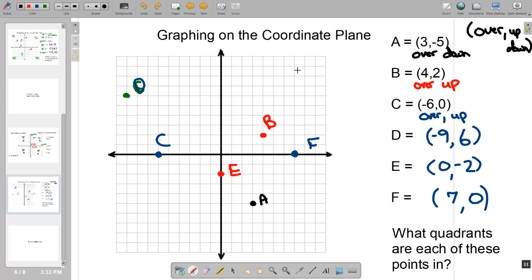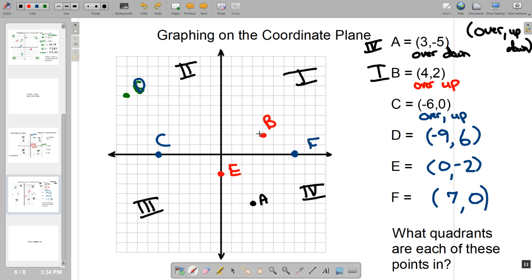Well, if you remember, quadrant 1 is up here, 2 is right here, 3 is right here, and 4 is right there. So A is in quadrant 4. B is in quadrant 1, which only has positive coordinates. So that's usually the one that we want to spend the most time in if possible.